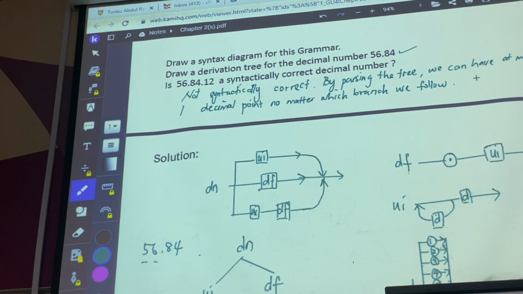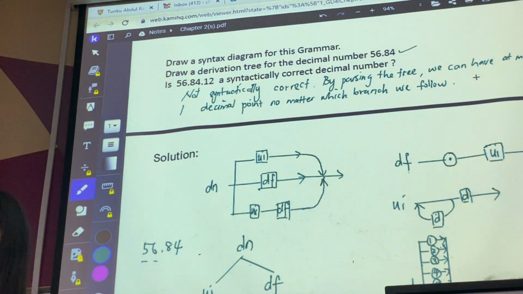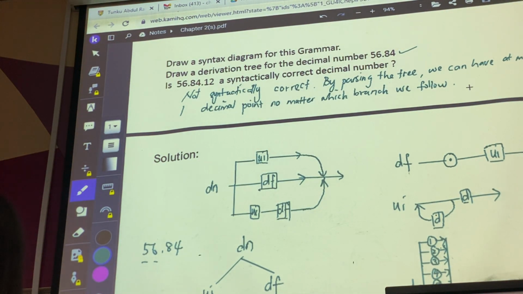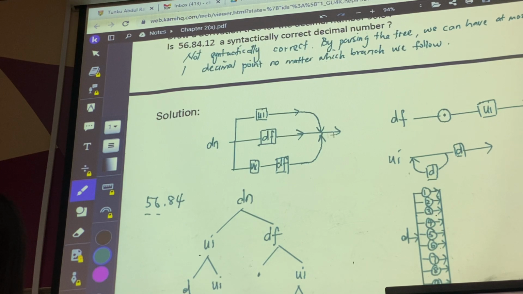Need you to draw the master syntax diagram, then how do we want to draw? You can try that one first. Combine all these four syntax diagrams in one diagram.